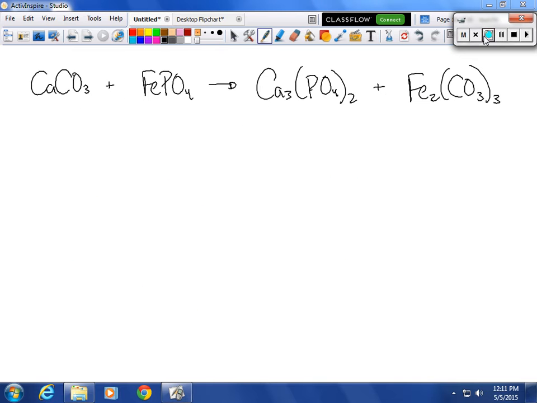So first thing we got to do is balance it. So I need a 3 here and a 2 there. All right, and then it says, answer the questions at the top of the sheet. So we start with 100 grams of calcium carbonate. So I've got 100 grams of this. And then we've got 45 grams of iron 2 phosphate.